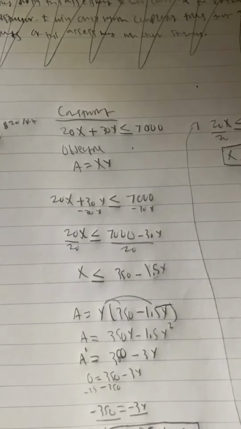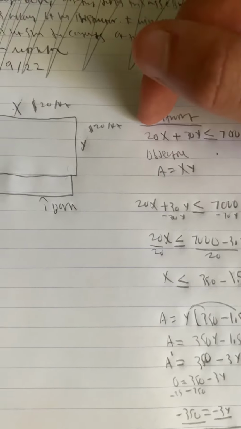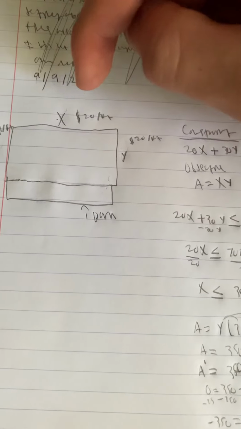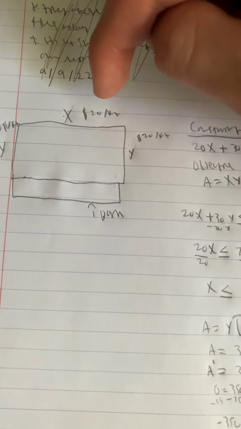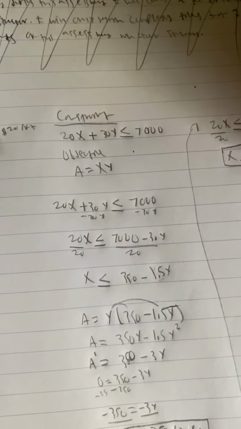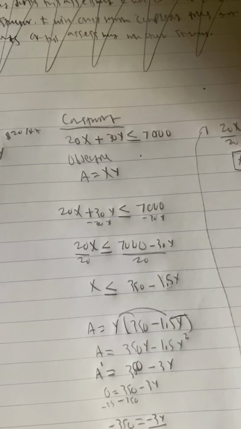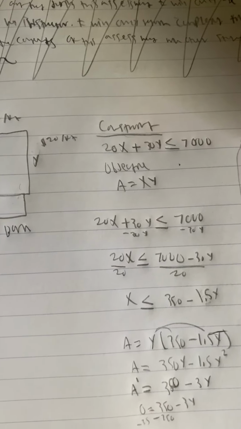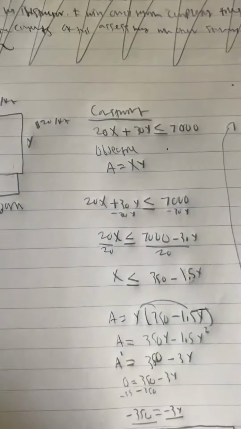Let's come over here, this is the constraint. So I said 20x because it's $20 per foot of x. And then only 30y instead of 40y because, again, this one is $20 per foot, but this one's only $10 per foot. And I said that's less than or equal to 7,000 because it says he doesn't want to spend more than 7,000. Our objective equation is area equals x times y.